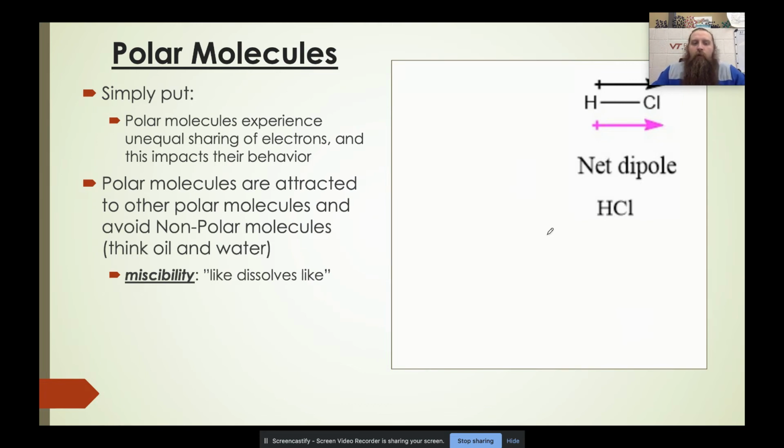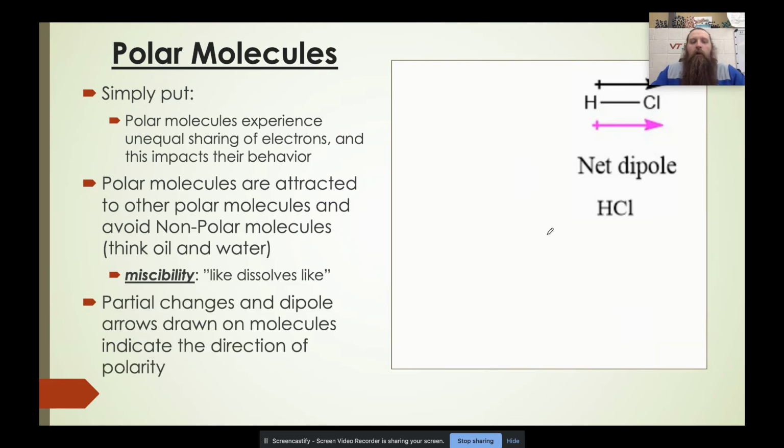And you can think about miscibility in terms of like dissolves like. So polar things dissolve other polar things. Nonpolar things dissolve nonpolar things. When you have partial charges and dipole arrows on the molecule, that shows the direction of the negative charge.